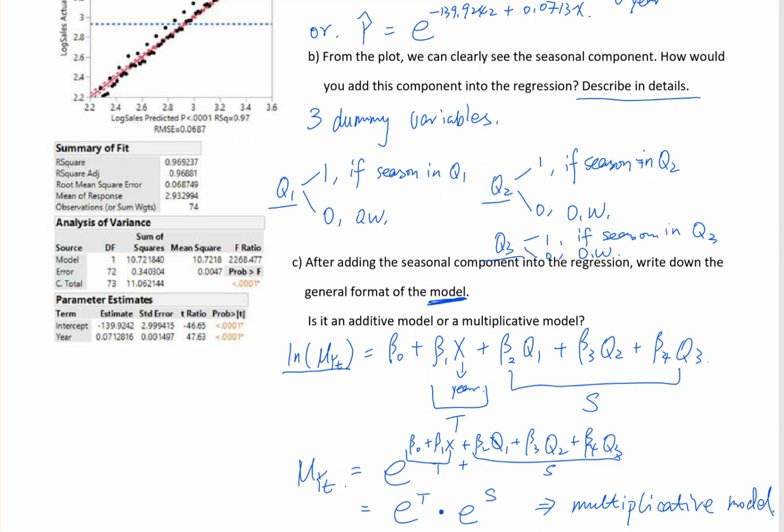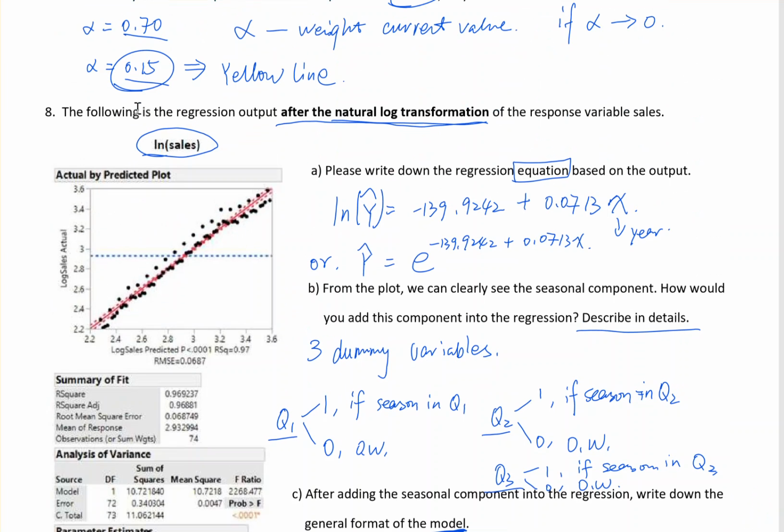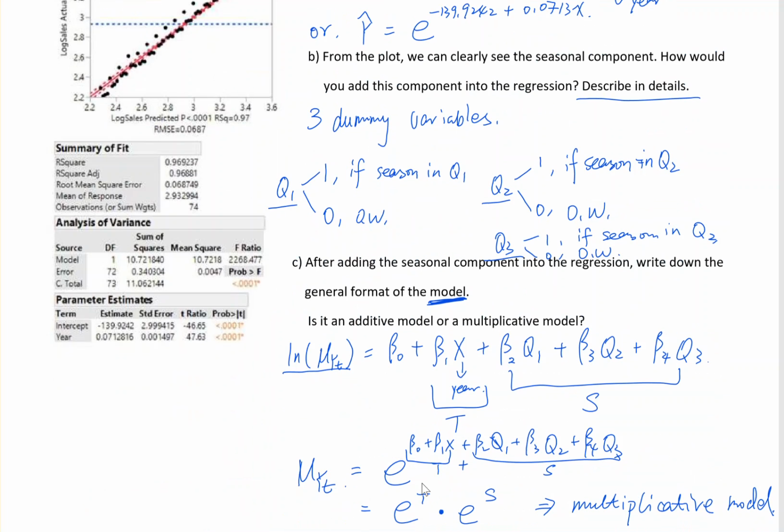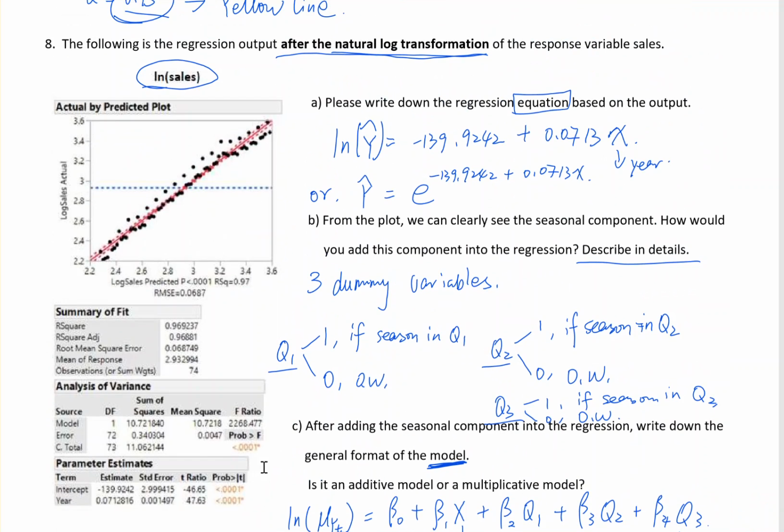All right, so it's easy to remember that if your y is your original y, then you will have an additive model. Otherwise, if you did the natural log transformation, that means it is about the exponential, right? Then you will have the multiplicative model. So it is easy to remember. If y is the original y, then you have an additive model. If your y is natural log of y, then you have a multiplicative model.